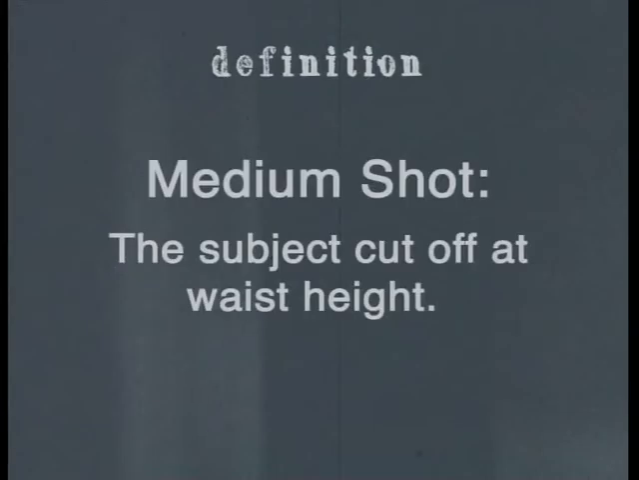Once we've met the character, sometimes the filmmaker will zoom in a little closer. This is known as a medium shot. A medium shot shows the subject cut off at waist height. In a medium shot, the character is shown in some detail and body language can be observed.